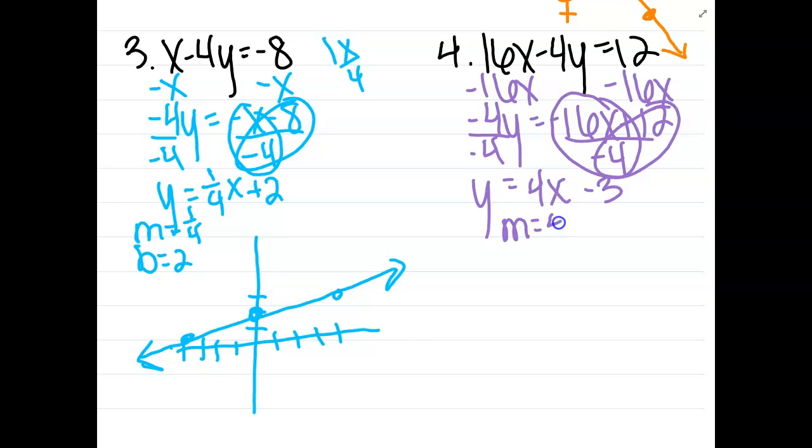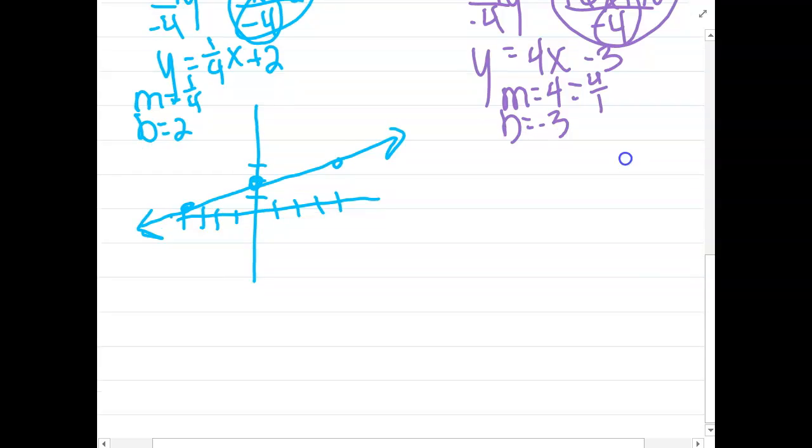So the slope of this line is 4. Now here's the thing. Whenever you have a slope that's not a fraction, just keep in mind, slope is rise over run. It's really, really handy when slope is a fraction. But 4 is not a fraction, but I can write it as a fraction. What's 4 as a fraction? 4 over 1. I would really, really encourage you guys to always write your slope as a fraction, even if it's not. Okay? And then the y-intercept is at negative 3.